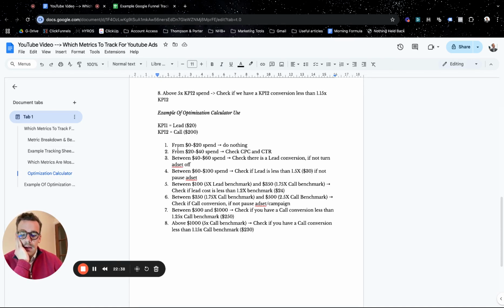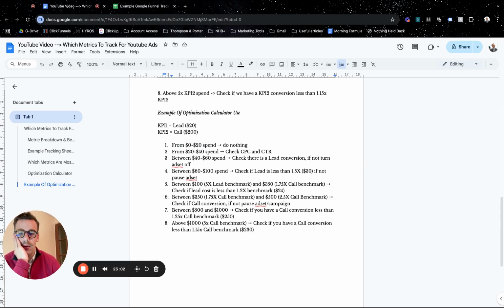So $0 to $20. This goes for ads, campaigns. Again, you shouldn't be running multiple ad groups, but if you are, the same applies. $0 to $20 to spend, don't do anything. Again, this is because the cost per lead is typically $20. So until we spend $20, there's no reason to do anything. Between $20 and $40, we're going to check the cost per click and the CTR. If those are all in line, we're good to carry on. If those are very, very bad, then we'll turn them off.